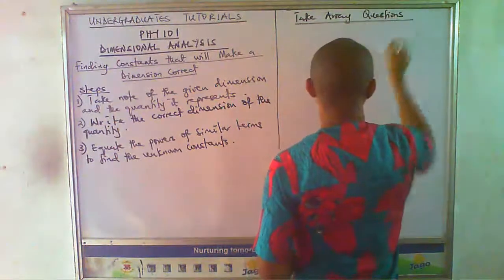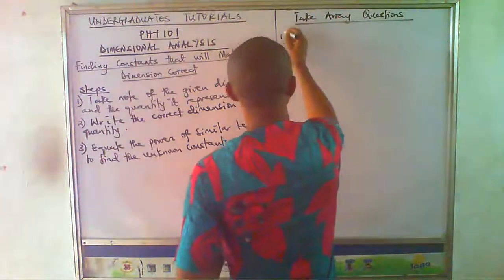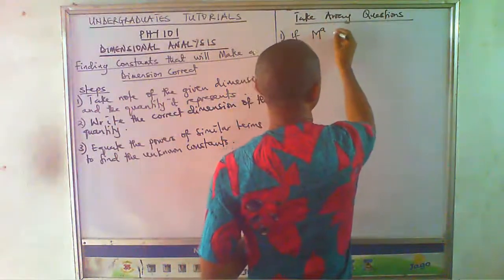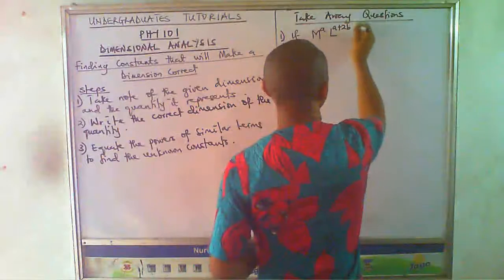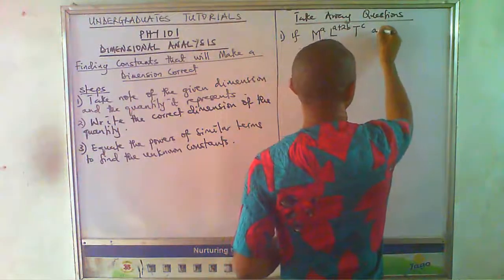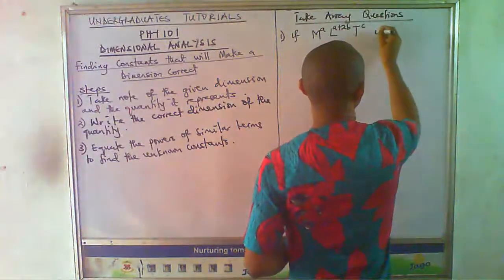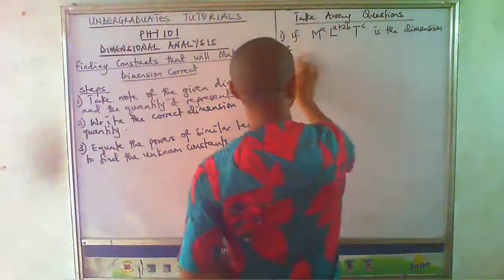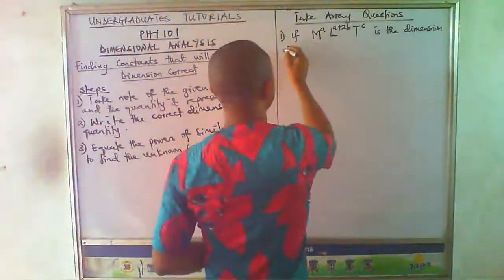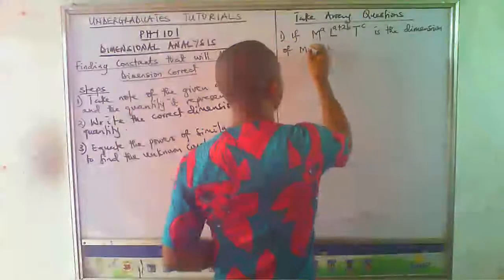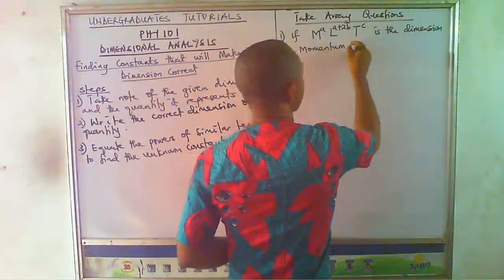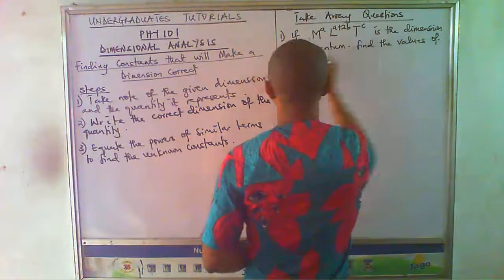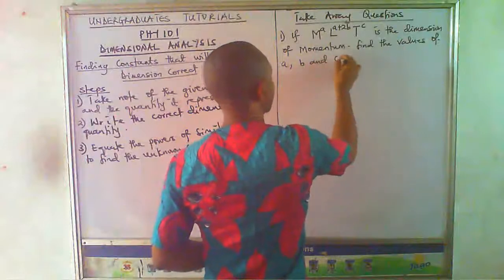Takeaway questions. Question number 1. If M to the power a, L to the power a plus 2b, and T to the power c are the dimension of momentum, find the values of a, b, and c.